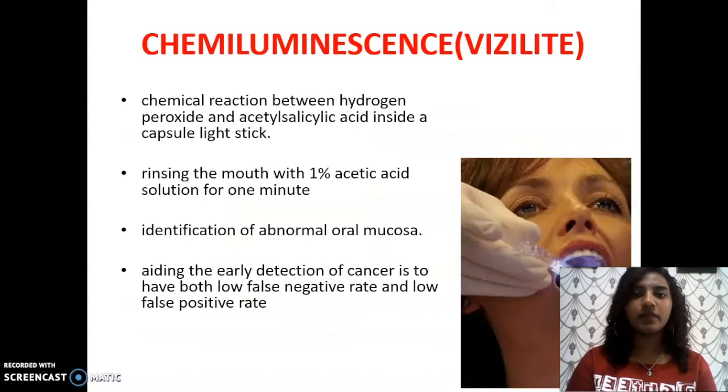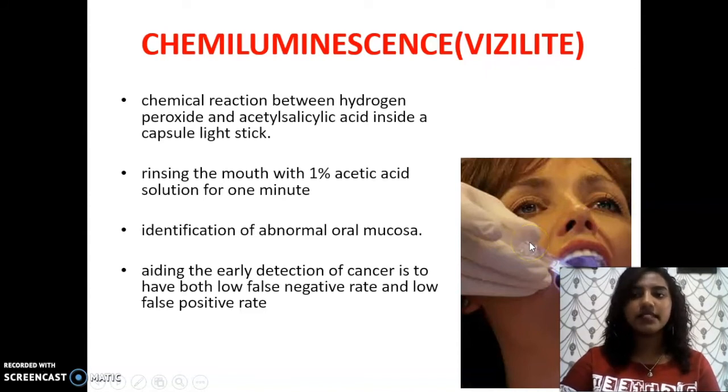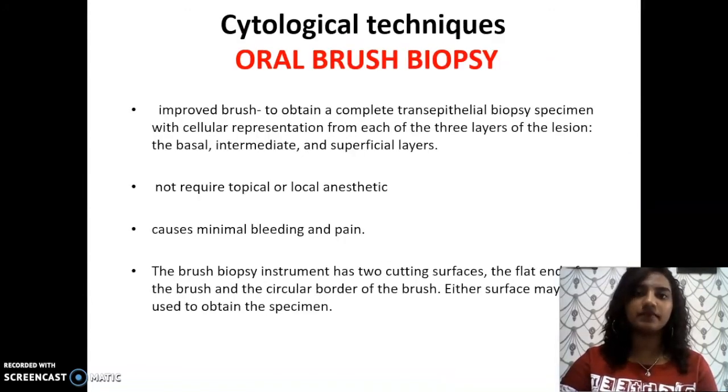Moving on to chemiluminescence, ViziLite. Chemical reaction between hydrogen peroxide and acetylsalicylic acid inside the capsule light stick. This is the capsule light stick. The procedure is rinsing the mouth with 1% acetic acid solution for 1 minute. Identification of abnormal oral mucosa. This aids in early detection of cancer, the aim being to have both a low false negative rate and a low false positive rate.